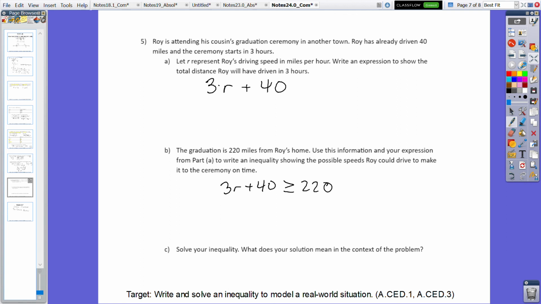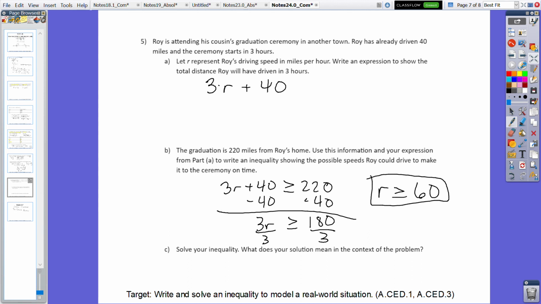So when we go ahead and solve this, like we should for Part C, we're going to subtract 40 from both sides of the inequality. We're left with 3r is greater than or equal to 180. And if we divide everything by 3, that means that r needs to be greater than or equal to 60. So in this case, what this really means is that Roy needs to drive at least 60 miles an hour or faster in order to get there on time. I hope he doesn't get a speeding ticket at that rate. Otherwise he's going to be really far behind and he probably won't make the ceremony.